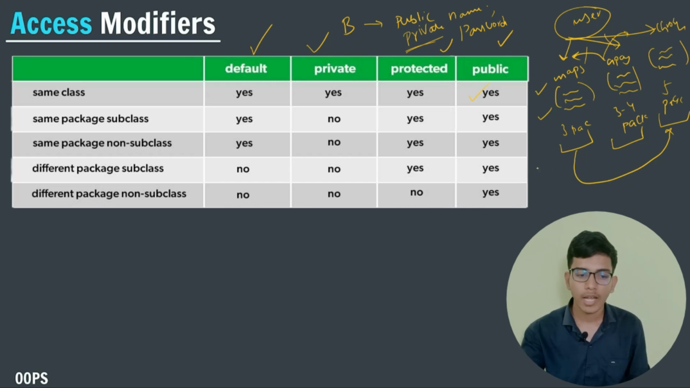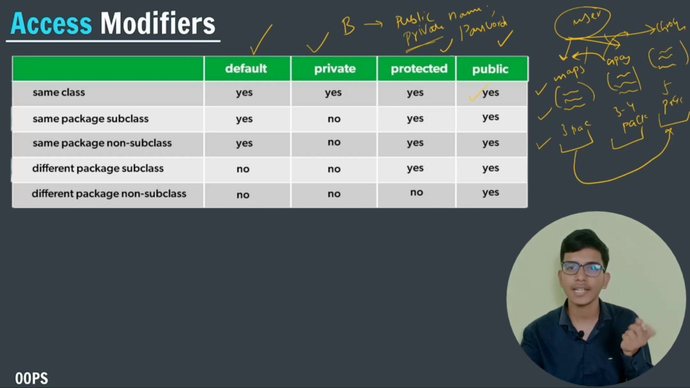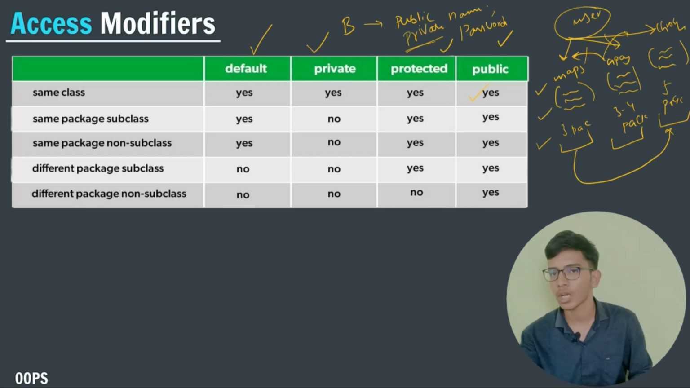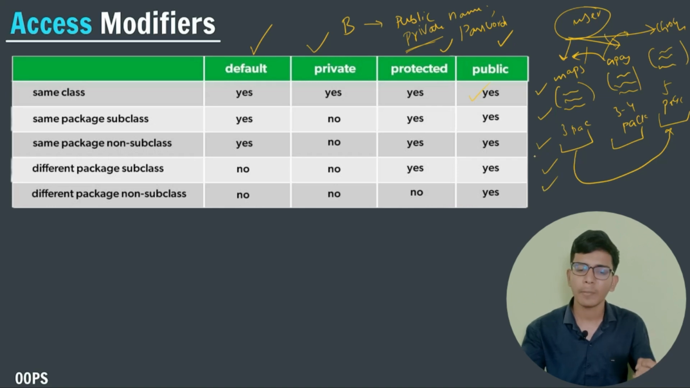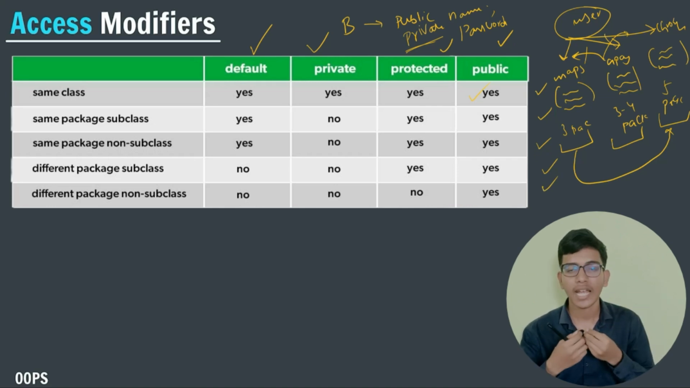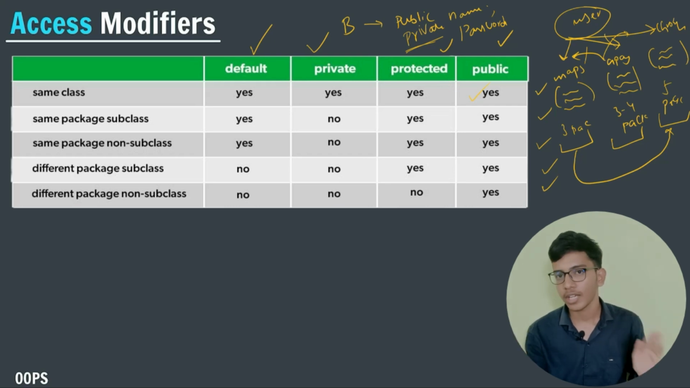After that, you can access it in the same package but not in the same class. Suppose you are writing a class named Student, and after that a class Pen. You can access your class Pen from the main program, so you can access it outside of the class, right? After that, you can access it in a subclass package, and in a non-subclass also. So public means you can access it from anywhere you want.